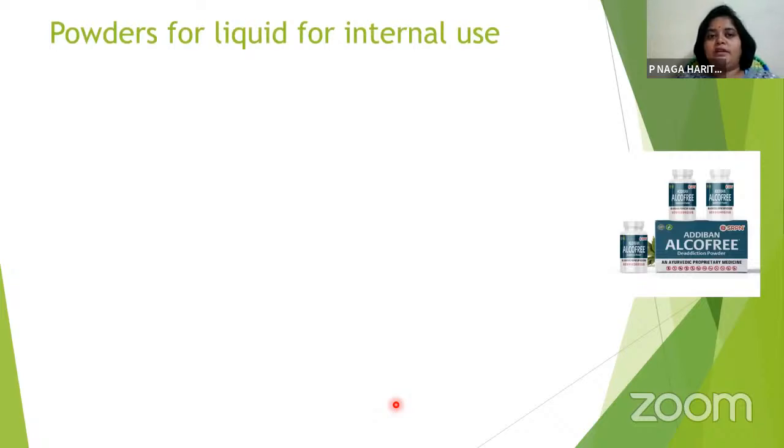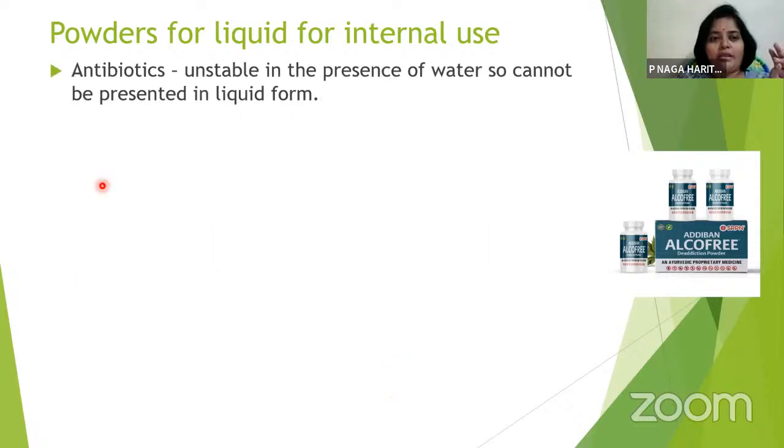So then coming to the powders for liquid for internal use, as I said, before administering into the body, they will be converted into the liquid for the ease of administration, either solutions or suspensions. So antibiotics, these are unstable in the presence of water, so cannot be presented in liquid form. Even if you would have observed any dosages, especially the pediatric doses, when you go for the pediatrician, they would suggest you an antibiotic, but the antibiotic will be present in a bottle. However, it is present only in the powder form. And they will be giving you a liquid separately in a vial.